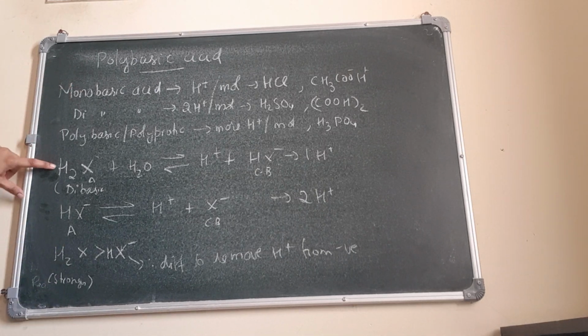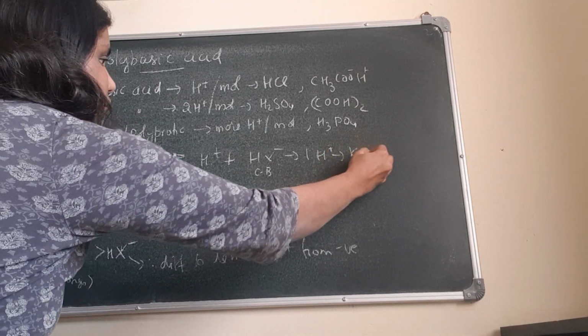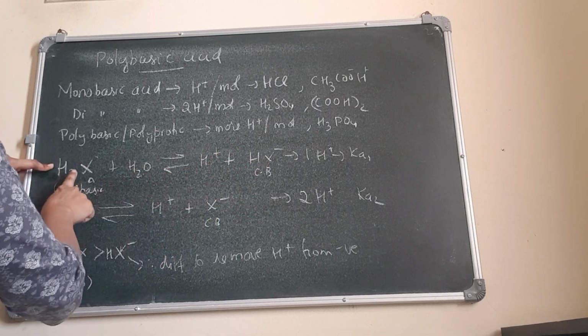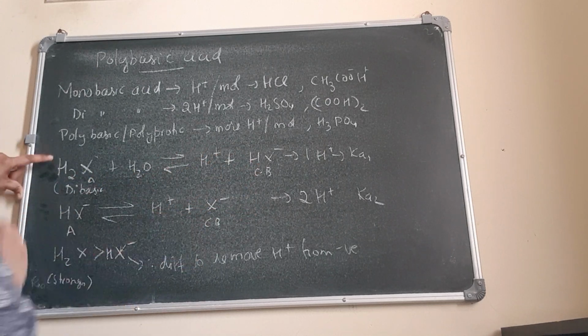So if you write the Ka here, this is Ka1 and Ka2. What is Ka here? This into this divided by this, and this into this divided by this. We know that.